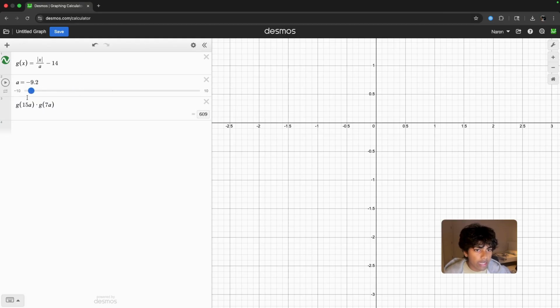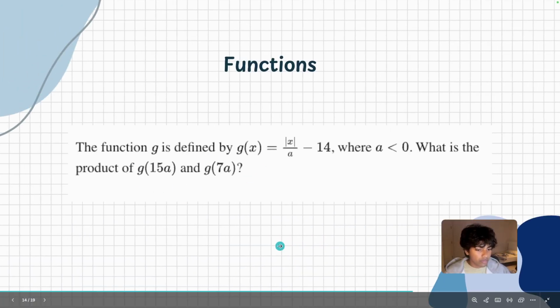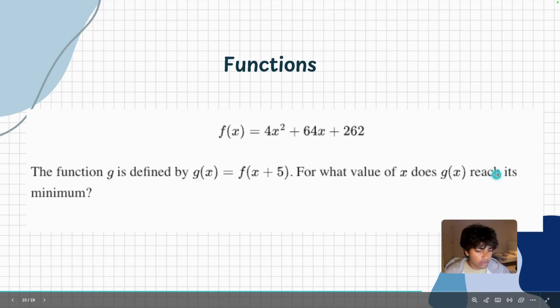609. And we can drag it around and make sure the number doesn't change no matter what a is. If you get bigger than 0, then it's going to change. It's going to become different, but you're looking for less than 0. So the answer is 609. And let's go to the next one.